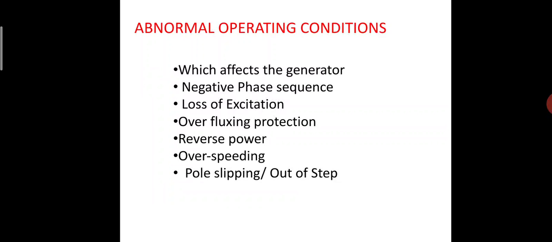Abnormal operating conditions which affect the generator: negative phase sequence, loss of excitation, overfluxing protection, reverse power, overspeeding, pole slipping or out of step.